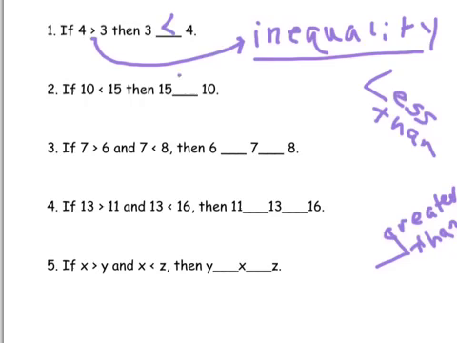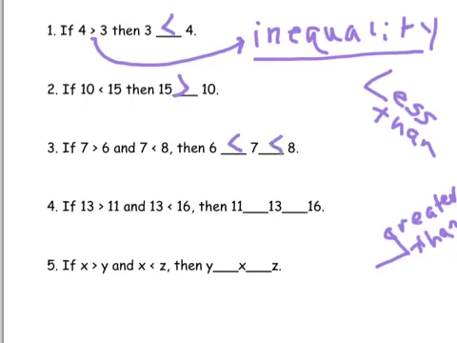15 is greater than 10. So that all seems fine and dandy, and this is where we're going to start combining stuff. This seems simple right now maybe, but we're going to start doing some different stuff. I'm just trying to start off with the basics. It says if 7 is greater than 6, and 7 is less than 8, then 6 is blank, then 7 is blank, then 8. So we know that 6 is less than 7, and 7 is less than 8.